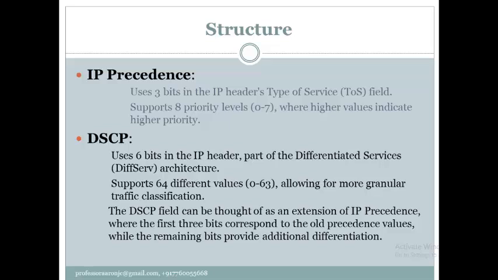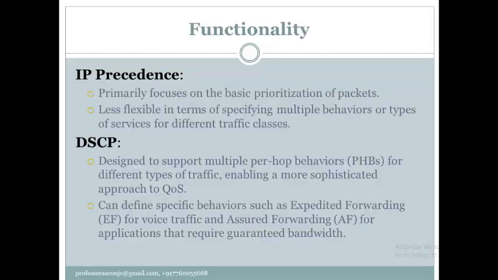All right, so compatibility is always there. Only the first 3 bits will be matched. Here you can see IP precedence is 3 bits, DSCP is 6 bits. IP precedence is only 0 to 7, DSCP is 0 to 63. Basic prioritization.